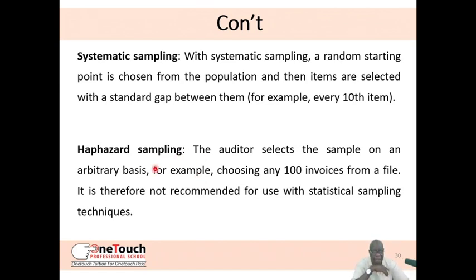Okay? Then haphazard sampling. The auditor selects items on an arbitrary basis, for example, choosing any 100 items from a file. For that one, anything. You open the file, anything that comes to your mind, you just pick them. That's haphazard sampling.